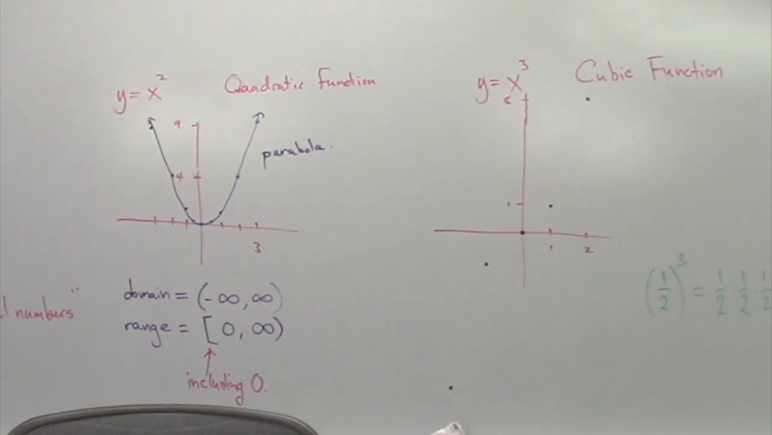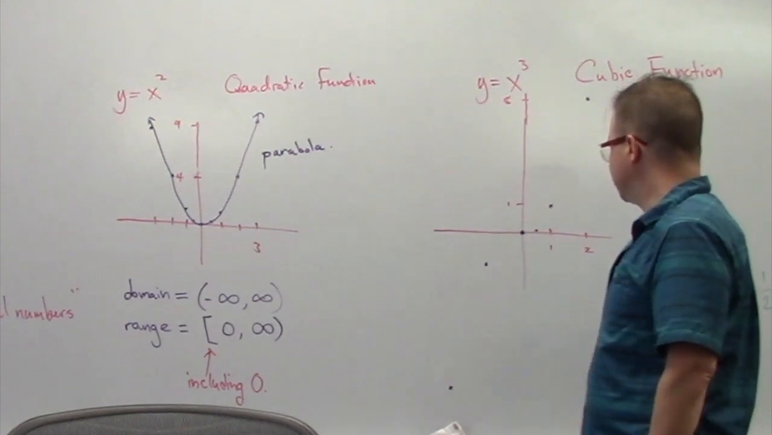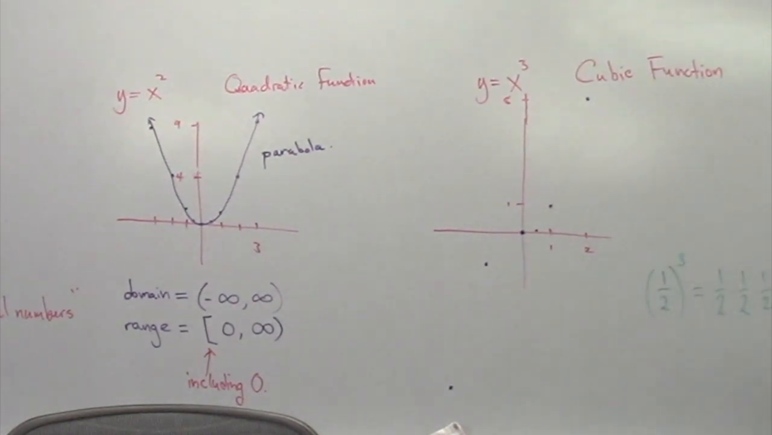When you're multiplying fractions, the simple thing is just 1 times 1 times 1 over 2 times 2 times 2. So it's pretty close to the x-axis. And negative 1/2 cubed? Negative 1/8.